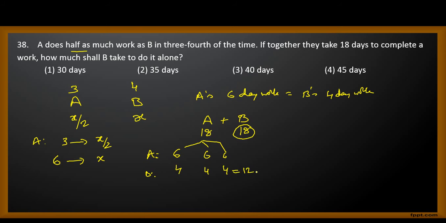Total equal to how many days? 12 days. So 18 days plus 12 days is equal to 30 days. If B alone does the work, he can complete the work in 30 days. So option 1 is the answer.